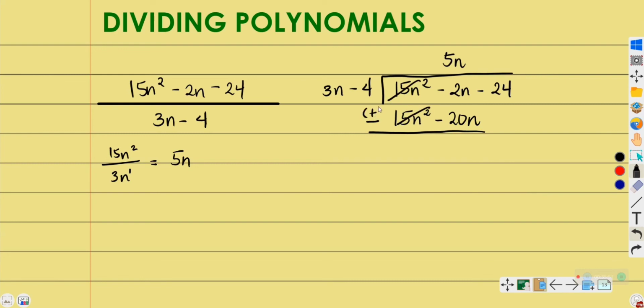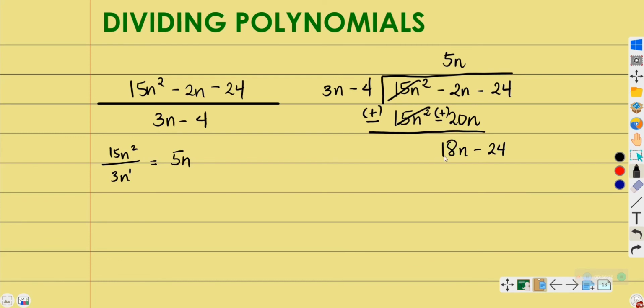Minus magiging plus. Negative magiging positive. And then, add natin. Negative 2 plus positive 20. Dahil magkaiba ng sign, isusubtract natin. 20 minus 2 is 18n. And then, dahil mas mataas naman po yung 20 kaysa sa 2, masusunod yung positive. And then, next po is bring down negative 24. Okay? So, bring down negative 24. Ito na yung bagong dividend natin.